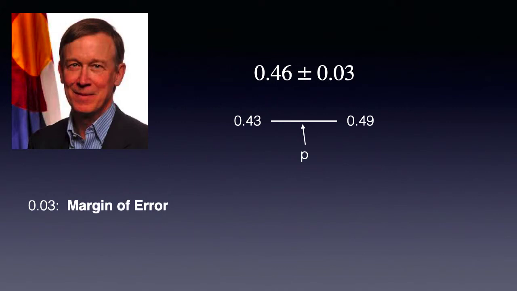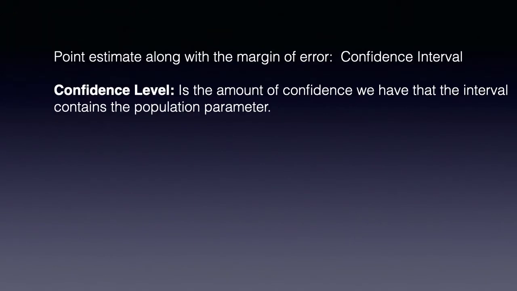Okay? So the one other topic that we'll come back and revisit in a little bit is this idea of a point estimate, which, along with the margin of error, is going to give us what we call a confidence interval. This confidence interval is based upon this confidence level, or level of confidence. And the idea, just loosely speaking, we'll put a tighter grip on this in a little bit, is that the confidence level is the amount of confidence we have that the interval contains the population parameter.